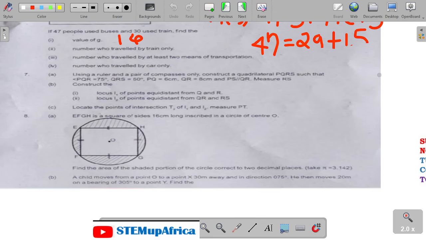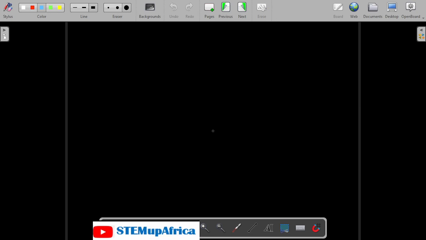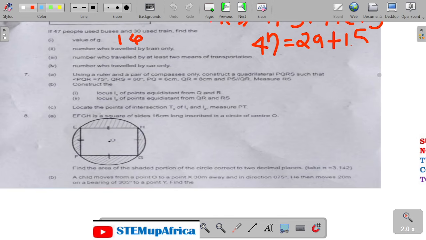Then you say QR is 8. Since here is Q, R should be somewhere around here. Since I don't know where, you just use a fence arc to draw it. Use your pair of compasses, measure it, put it at Q, and draw this line as your QR, which is 8 cm. Then you are told angle PQR is 75. So let's construct 75 at Q.